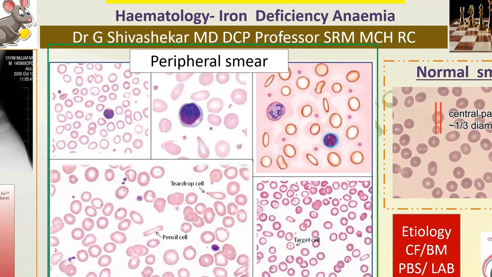And in this particular one, there is an exact opposite of it. The cells are larger and there are large teardrop cells. There are some oval cells, or we call them macroovalocytes. Look at this one, it is quite large in this. So it can be a macrocyte.